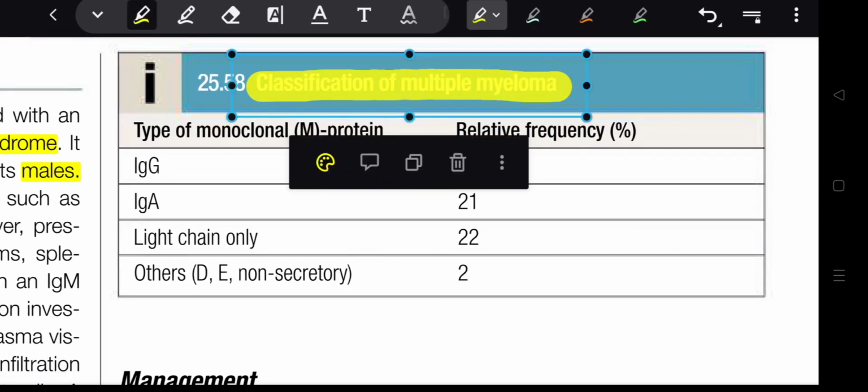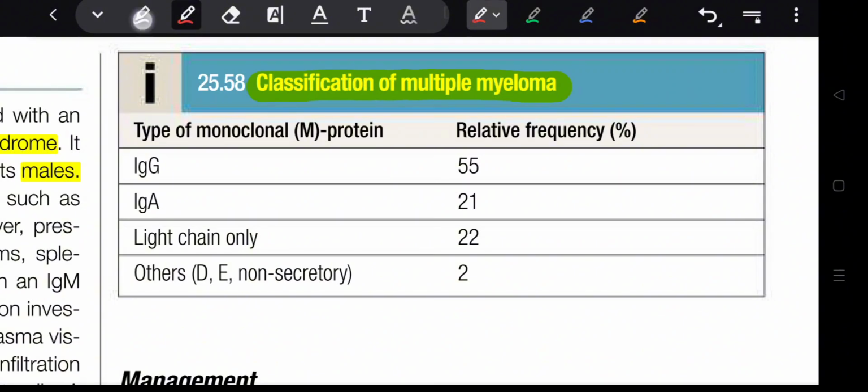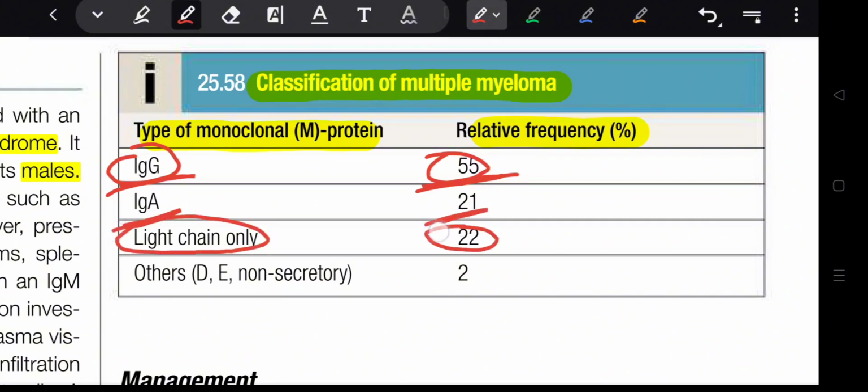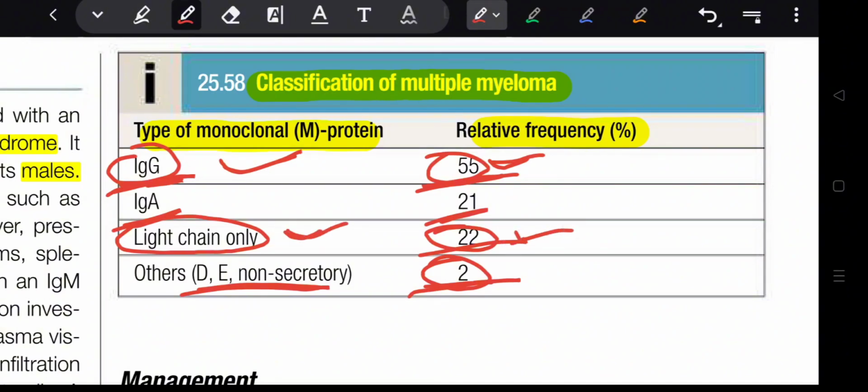Classification of multiple myeloma. Type of M protein and frequency: IgG 55%, so IgG is the most common. IgA 21%, light chain only 22%, others, D and E, non-secretory 2% only. So IgG 55%, light chain only 22%.